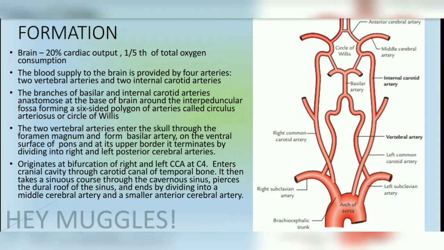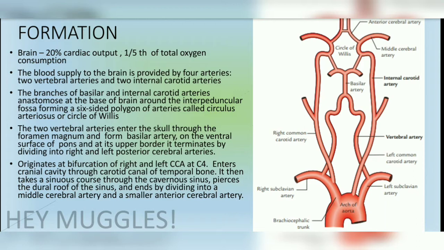Our brain is one of the most active organs of the body. It receives 20% of the total cardiac output and consumes one-fifth of the total oxygen used by our body. Although it is just 2% of the total body weight, it is one of the most metabolically active organs of the body.